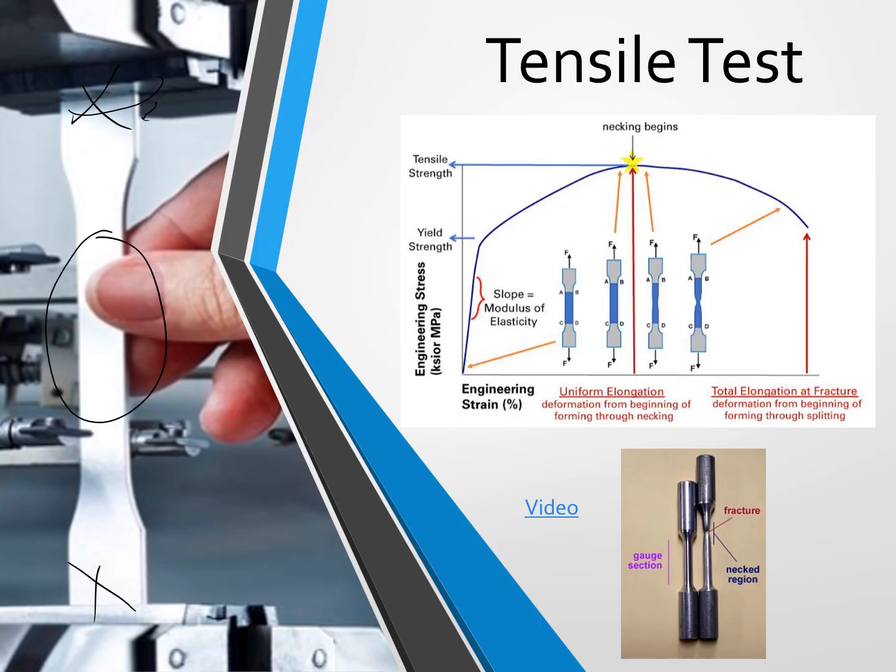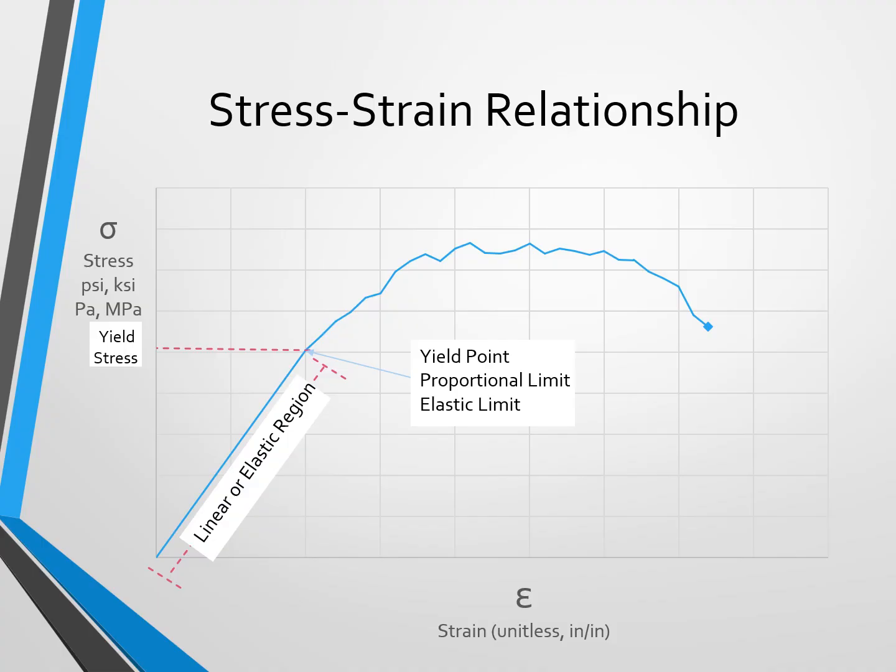As the load is increased, we record the applied load and the displacement. We know that load and displacement are dependent on sample size. So to get the material properties, we'll divide the load by the cross-sectional area to get stress, and divide the displacement by the original length to get strain. We then plot stress versus strain. And when we do this, we get a plot that maybe looks something like this for a ductile material.